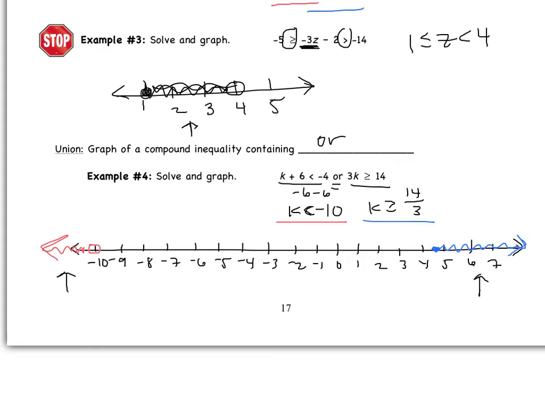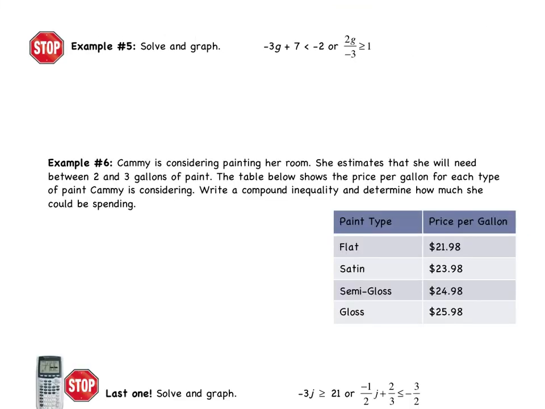So let's flip the page to page 18, please. Okay, so here is your example. I would like you to pause the video and try this one on your own. Again, take note, we have a negative, we have another negative. Anytime you multiply or divide both sides by a negative, you're going to end up flipping the inequality.